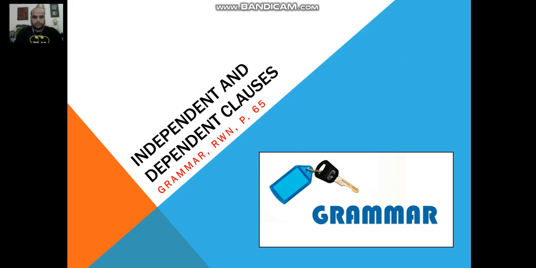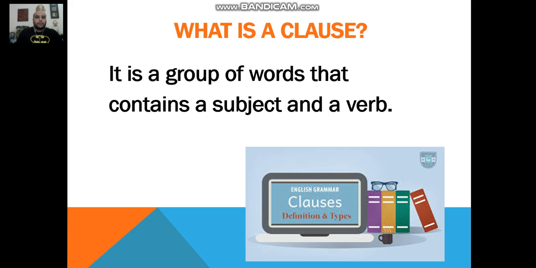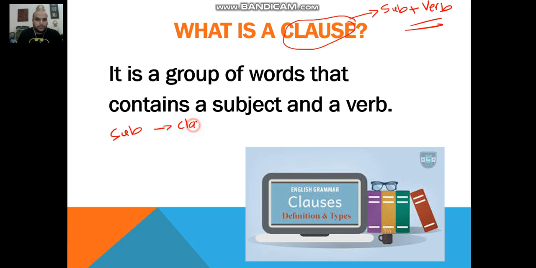Okay, full screen, please. So, dependent and independent clauses. First of all, we are going to define what a clause is, and this is so easy and so important. A clause is simply a subject plus a verb. If I only have a subject, it's not a clause. If I only have a verb, it's not a clause.